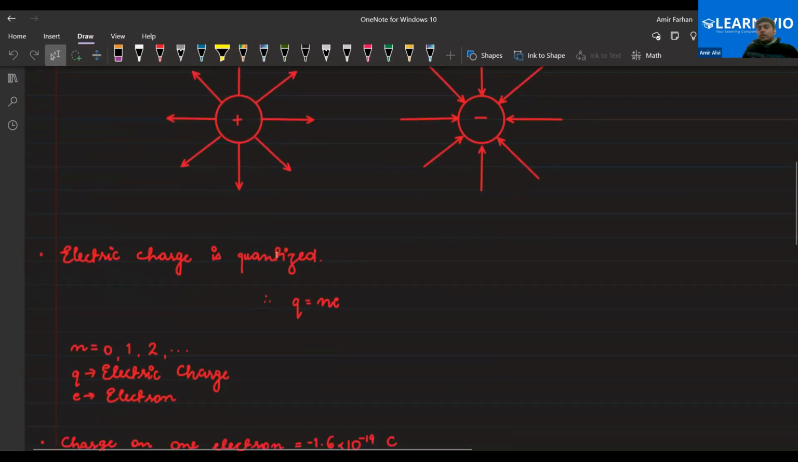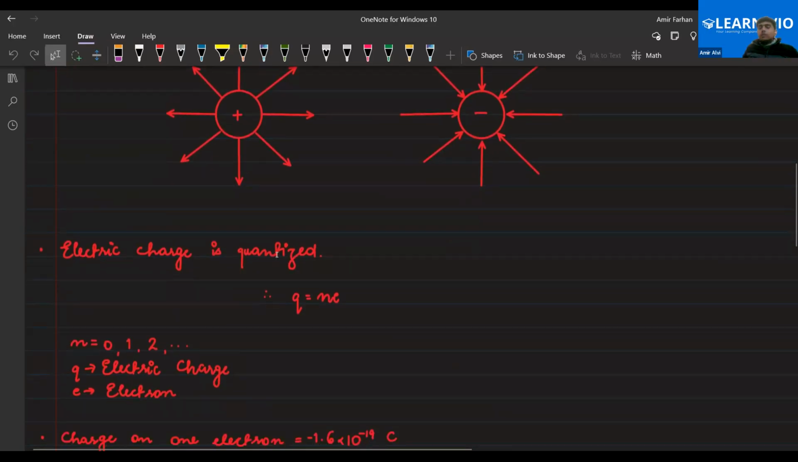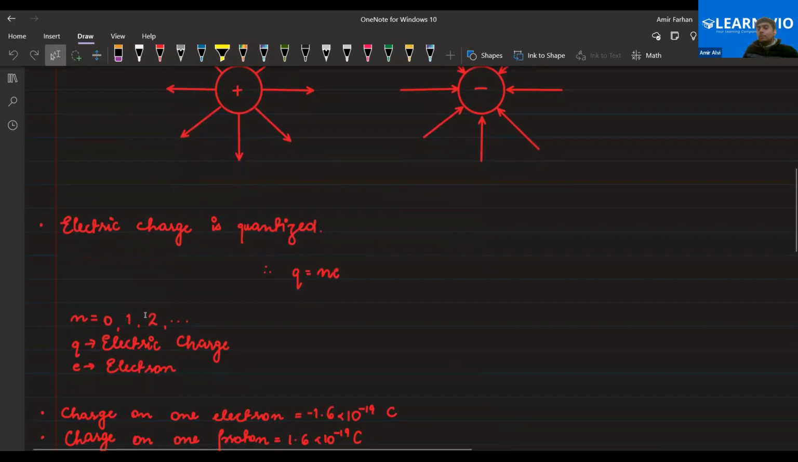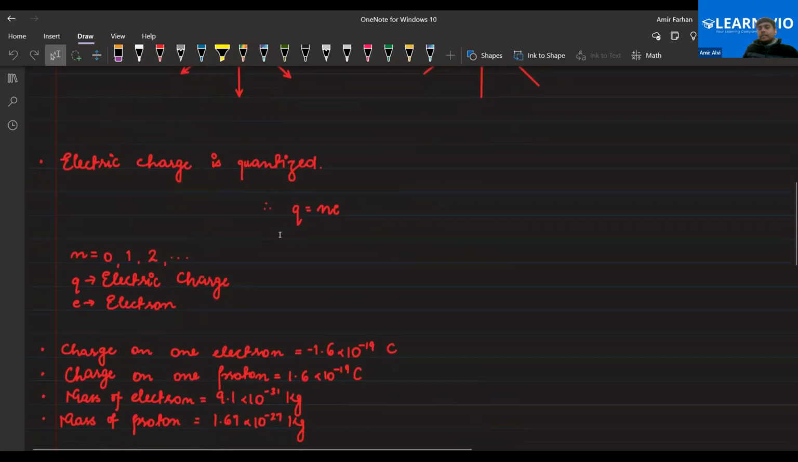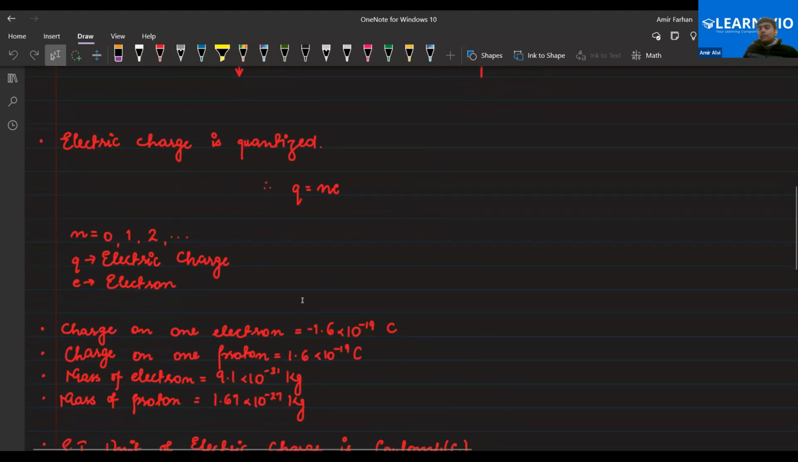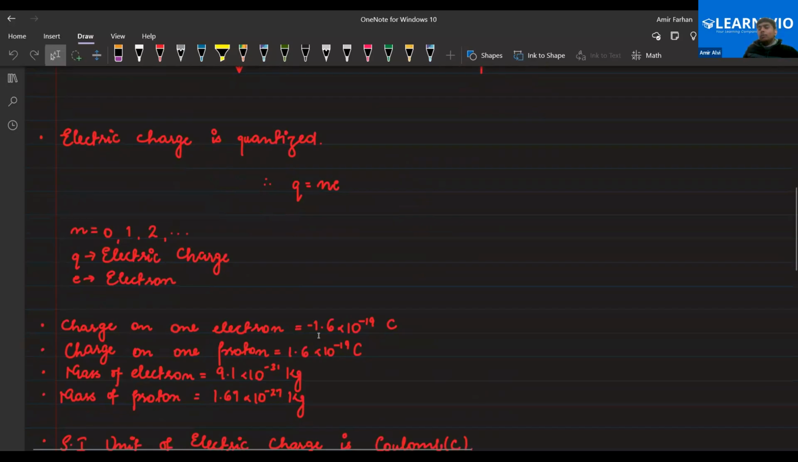Electric charge is quantized. It means that the charges are present in whole numbers, in integral numbers. They are not in fractions. Quantized means that. Next, the charge on one electron is negative 1.6 into 10 to the power minus 19 coulomb. This is the value of the charge of an electron. If you take the positive of it, it would be 1.6 into 10 to the power minus 19 coulomb. That is the charge on the proton.